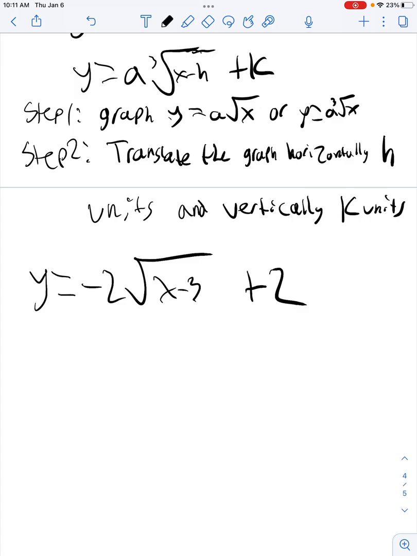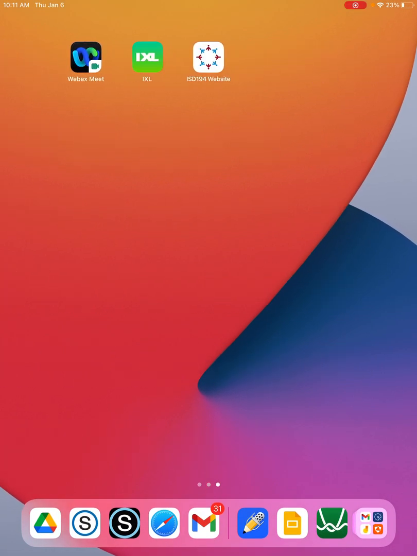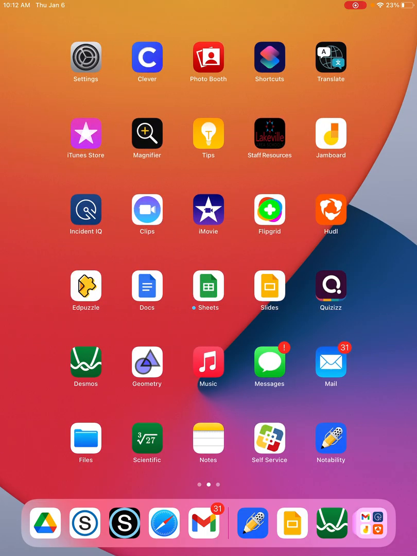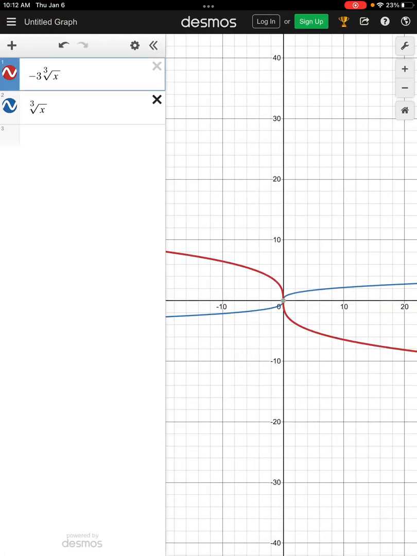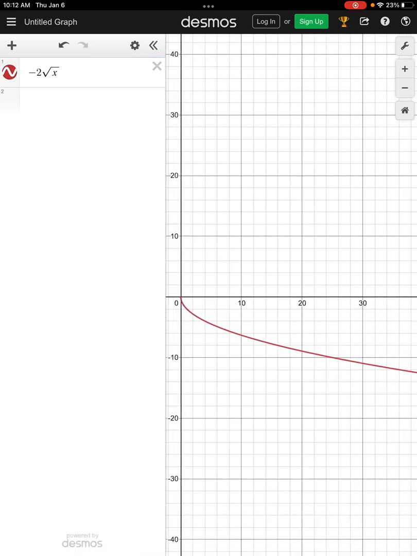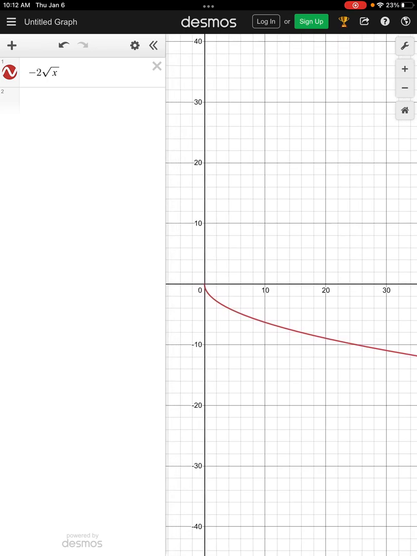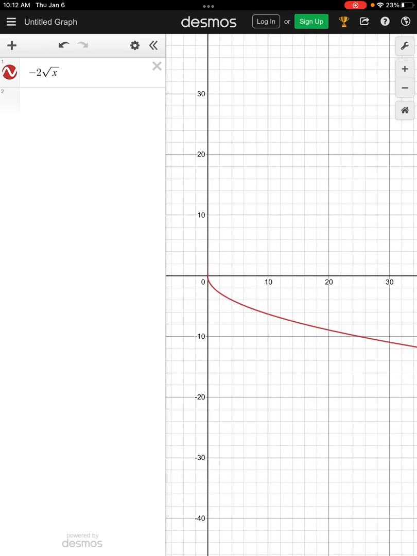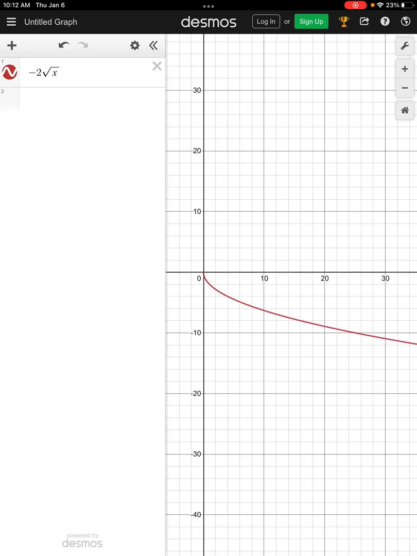First, I would just graph what y equals negative 2 square root of x would look like. I can make a table of values. I'm going to just show it on here. So y equals negative 2 square root of x. So that looks something like this. That's what I'm going to compare to my parent function. The negative sign is why it flipped upside down.